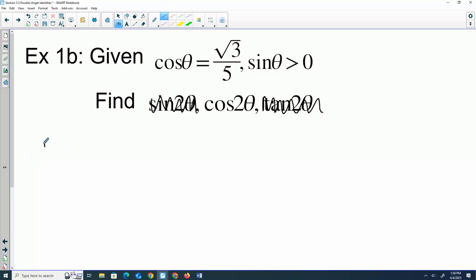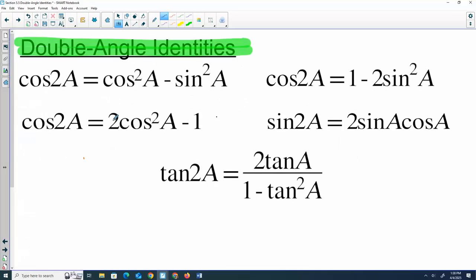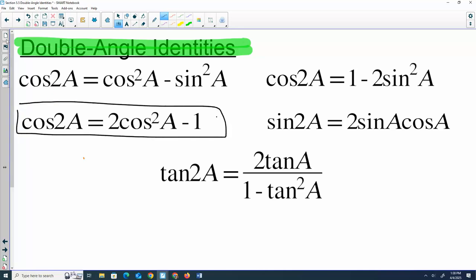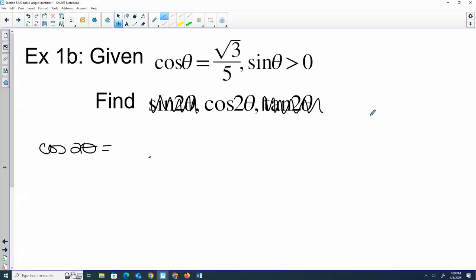Alright, so to find cosine 2 theta, you have 3 different formula choices. You can use any of the 3 choices. But what I know is cosine of theta. So if I want the choice that would require the least work, I would pick the one that only asks for cosine in it. If you picked any of the others, you would just have to set up your triangle to start with. So we could do 2 cosine squared theta minus 1.